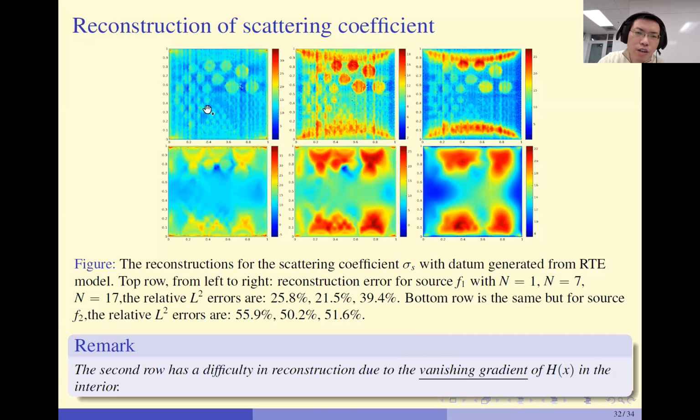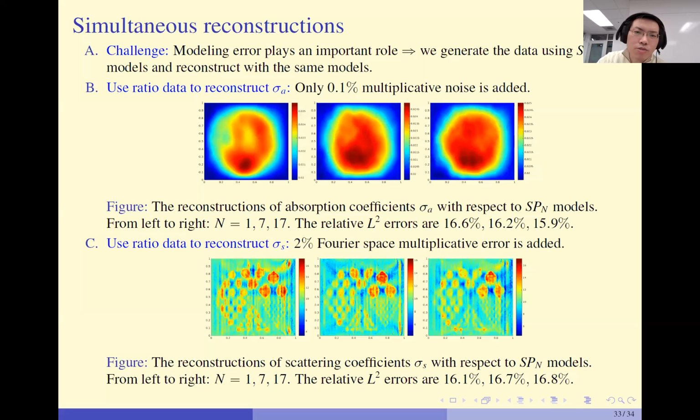So here, the first source avoided that, but the second source cannot avoid this. And for the simultaneous reconstruction, the results are really, really bad. Like for the simultaneous reconstruction with absorption coefficient and coordination coefficient, if you have only like a 0.1% multiplicative noise added, you still can see the fountain, and also can see some kind of underlying structure, but the resolution is pretty low, and the error is about 16%.